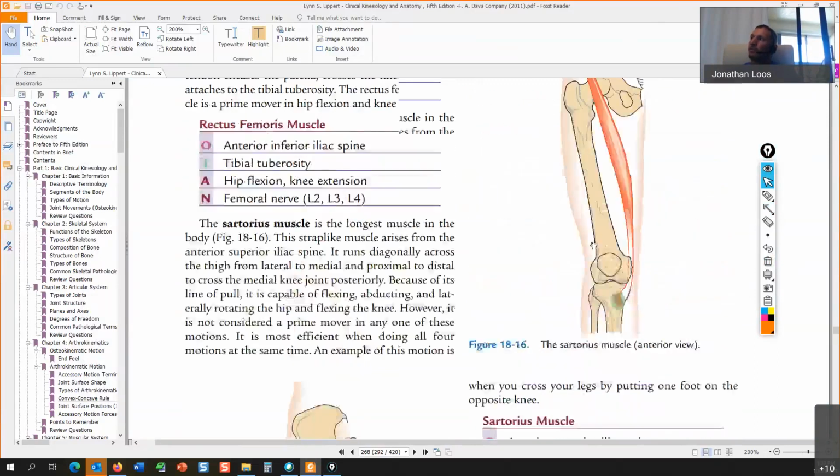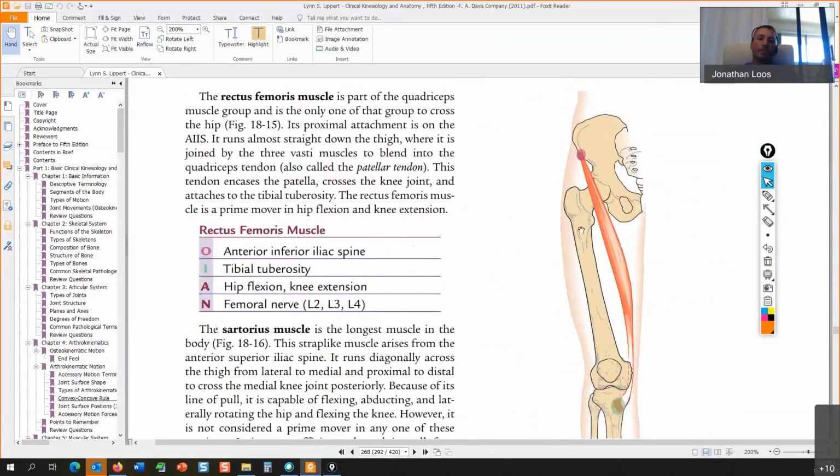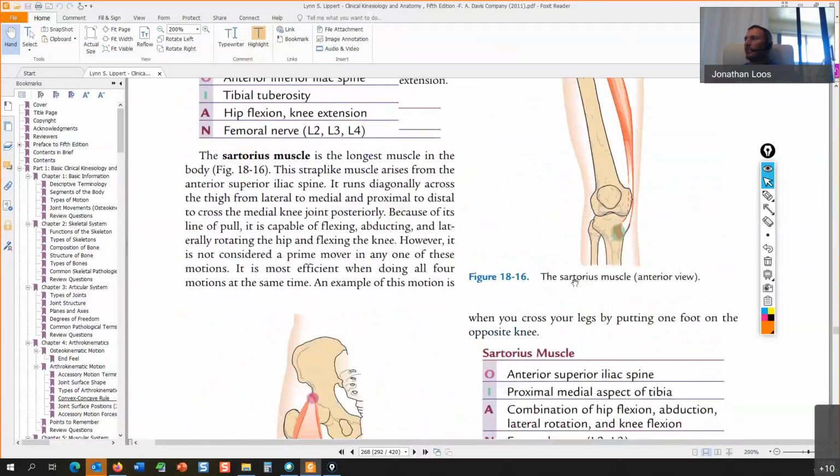Your sartorius muscle is usually considered the longest. It's always labeled as the longest muscle of the body, and it attaches at the ASIS, that really palpable hip bone right below that. It comes all the way down and attaches kind of almost like a posterior attachment, but comes down and heads to the front here at what's called the pes anserine.